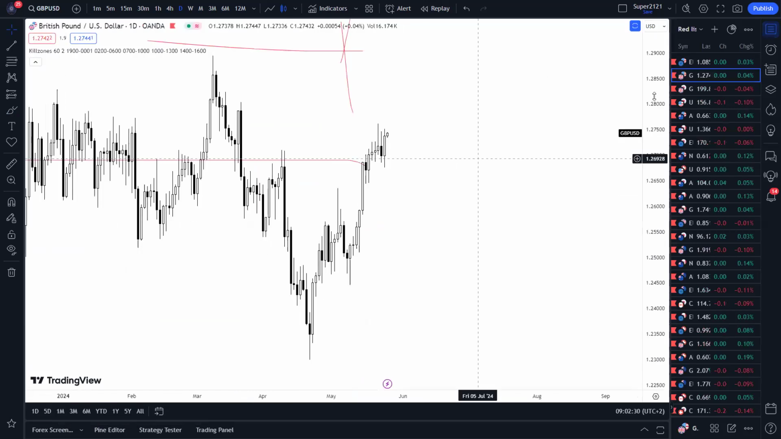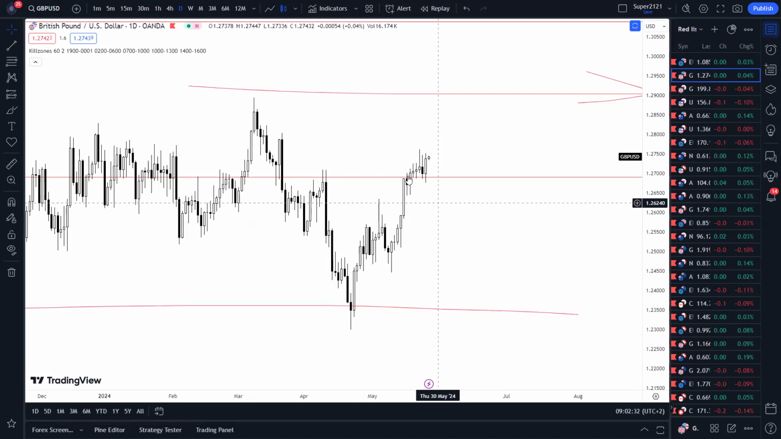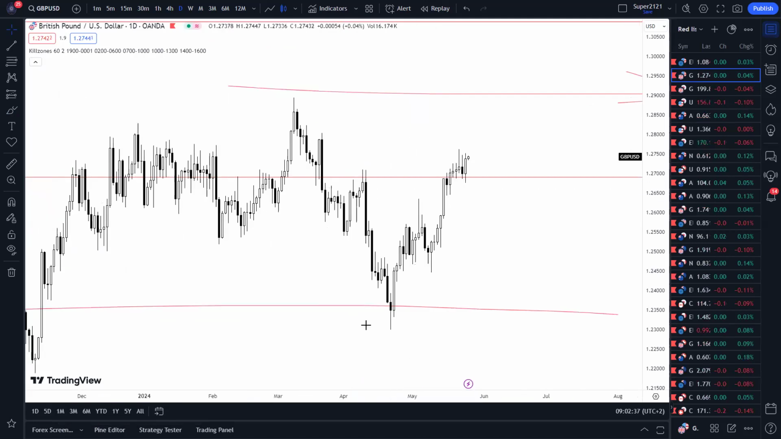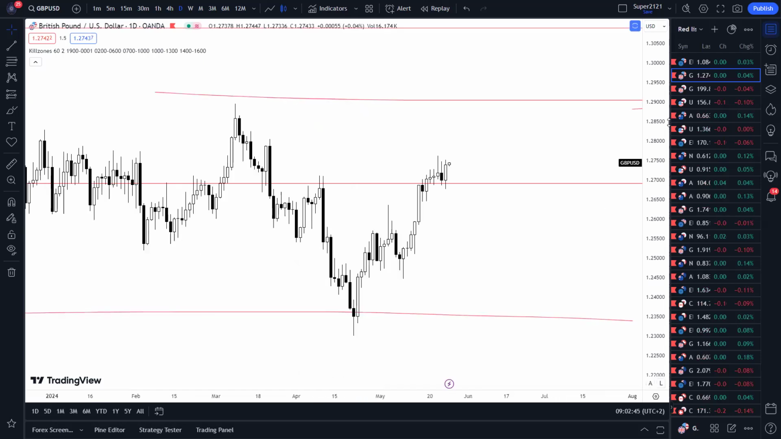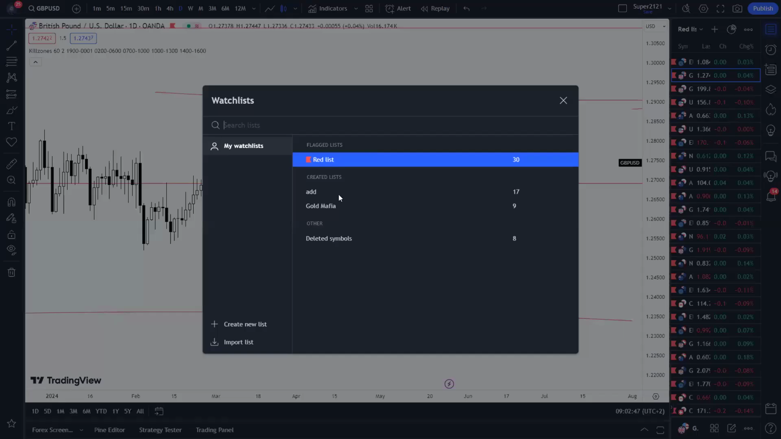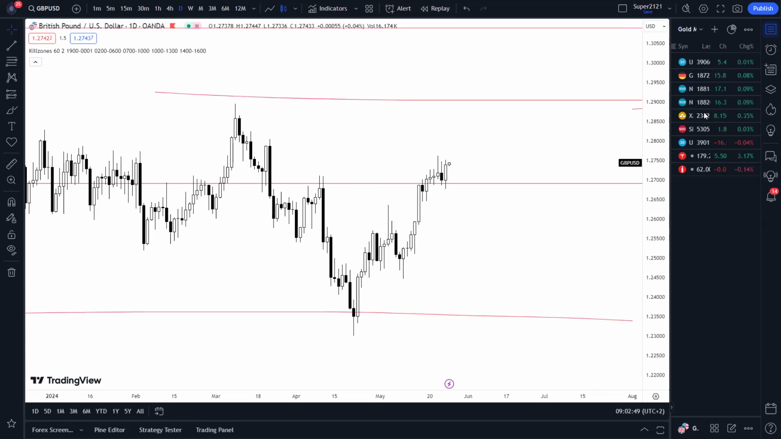Pound is a similar thing as I mentioned last week. You see, price went up, pulled back, and then it pushed on the last day. I think it was Friday. Friday price pushed. So I'm still bullish here. The ones that were crazy were indices. Indices are very much crazy.